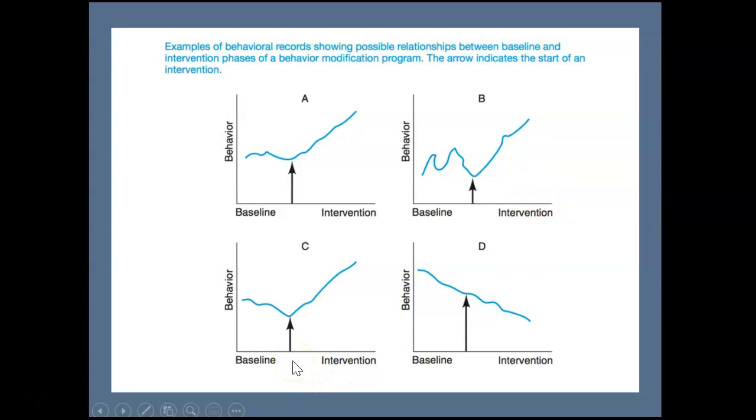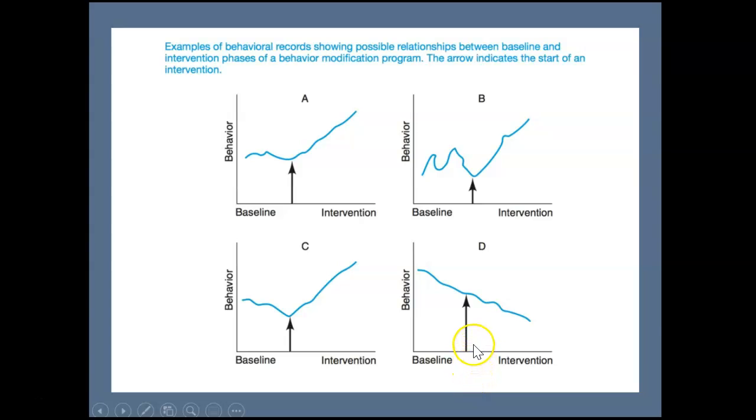Here you have a similar problem in image C. You have a slowly declining baseline. Then the intervention is started and you have a steady incline. You may be left wondering, why was the behavior declining in the first place? And then the intervention, was the intervention actually effective, or was it just re-supporting a behavior pattern that was present to begin with?